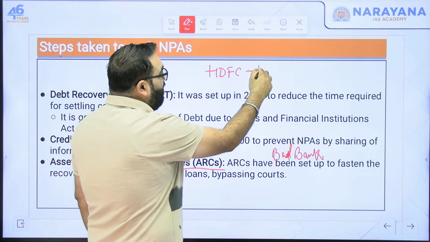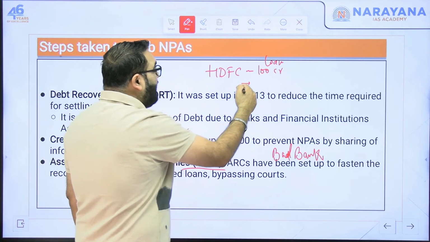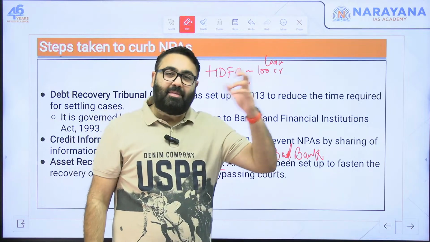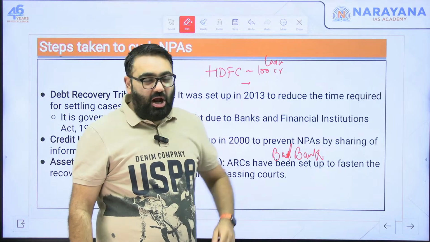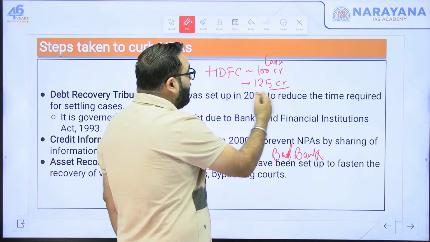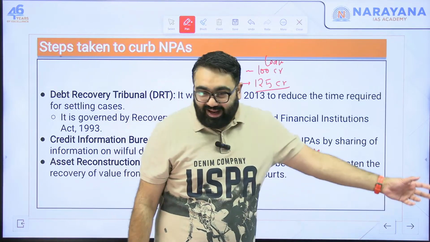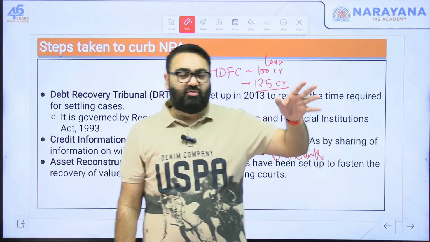You gave a loan of 100 crore rupees. Now with interest, the person obviously has to pay back the loan with interest. With that interest added, that amount now becomes, let's assume, 125 crore. So HDFC has to take back 125 crore from a businessman who took a 100 crore loan.